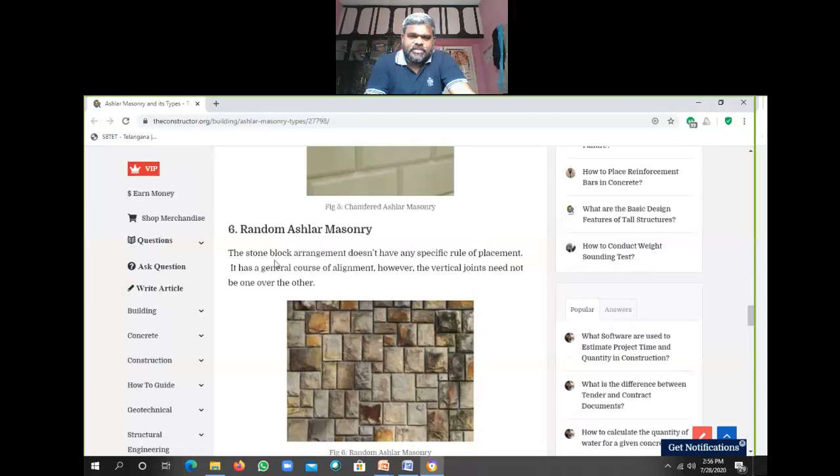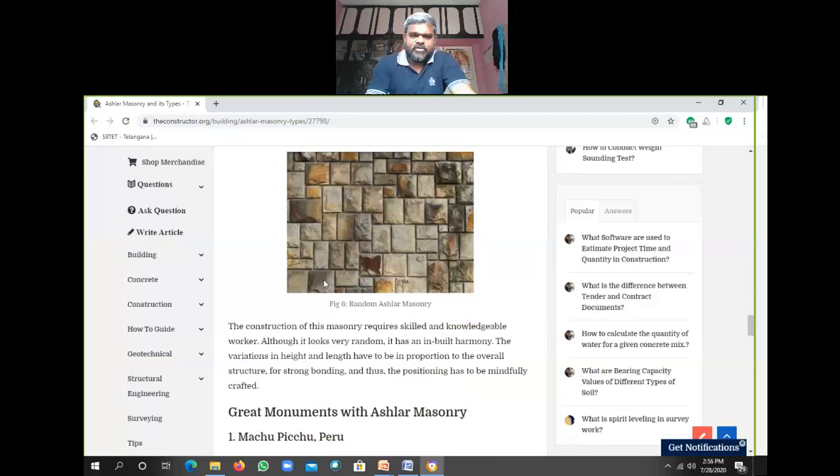And random ashlar masonry. The stone blocks do not have any specific rule of placement. It is a general course of alignment. However, the vertical joints need not be one over the other.